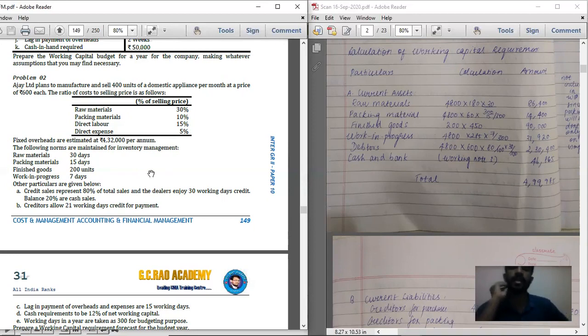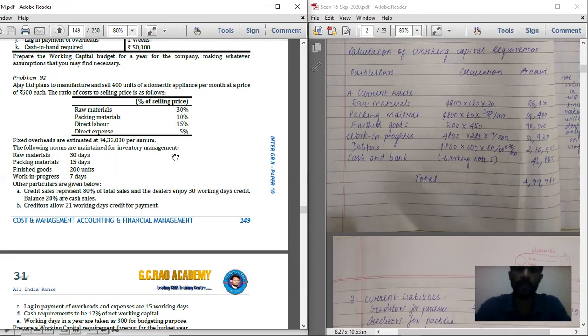Okay, below that packing material. Below raw material, it is packing material. How many days they have given for packing material? 15 days. How much is the cost of packing material? 60 rupees. So in the calculation column, 4,800 units into 60 rupees per unit into 15 days. So 4,800 into 60 into 15 divided by 300. Amount column put 14,400.